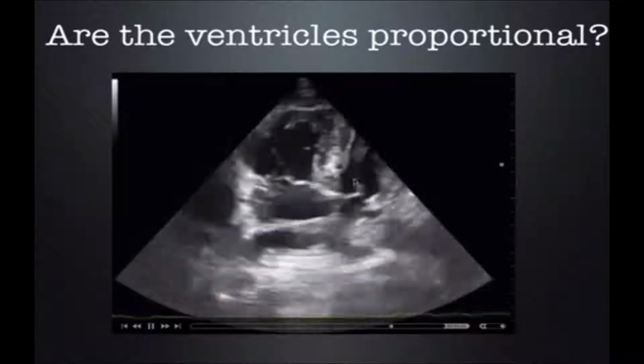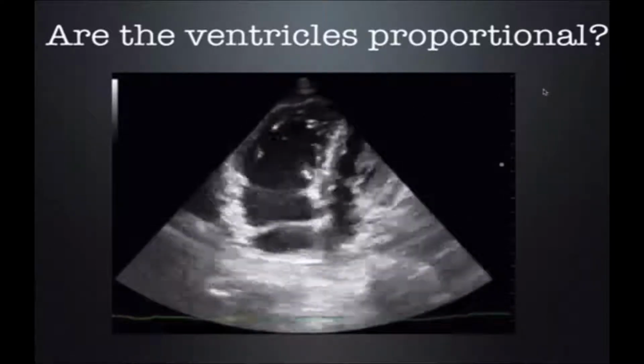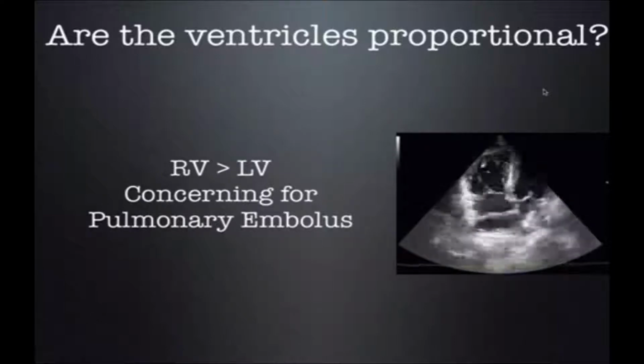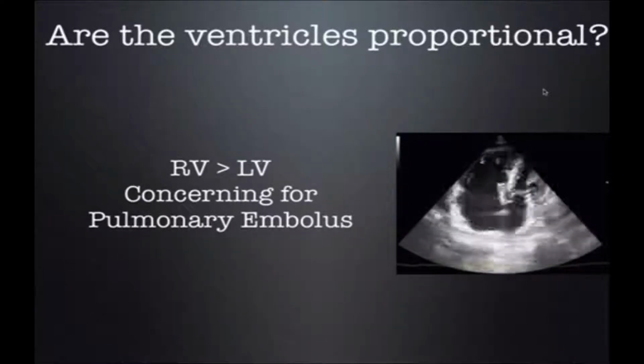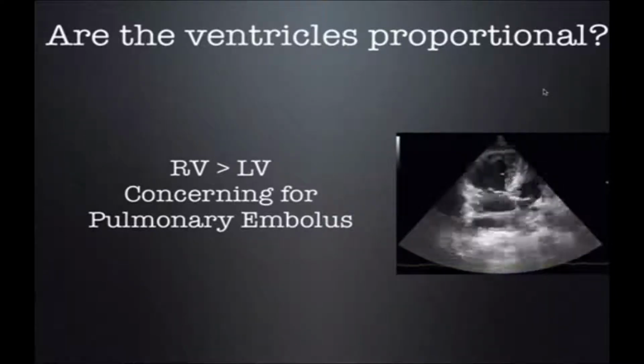How about this case? Here again, we can see clearly that the right ventricle is a lot larger than the left ventricle. So what does this all mean? What does a right ventricle that's larger than a left ventricle mean? Well, obviously you get concerned that this could be a pulmonary embolus. Now, does a right ventricle larger than a left ventricle mean the patient has a pulmonary embolus? Not necessarily. This is where clinical context comes into play.